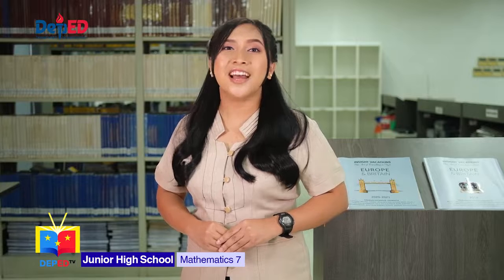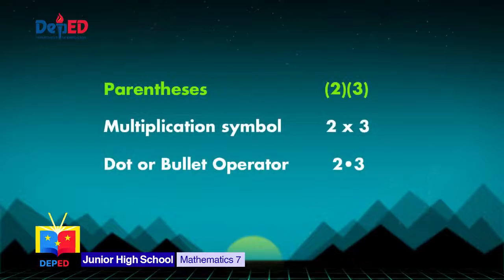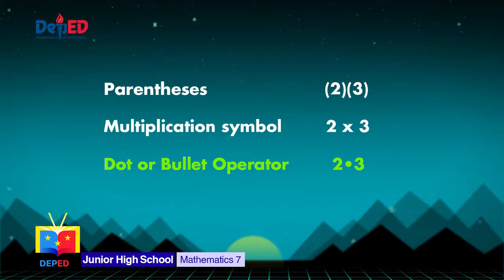Don't forget, we will multiply numbers enclosed in the parentheses if there is no operation between them. Did you get it? If so, then you are math galing! We can also use this multiplication symbol. And the last symbol used is the dot or bullet operator.